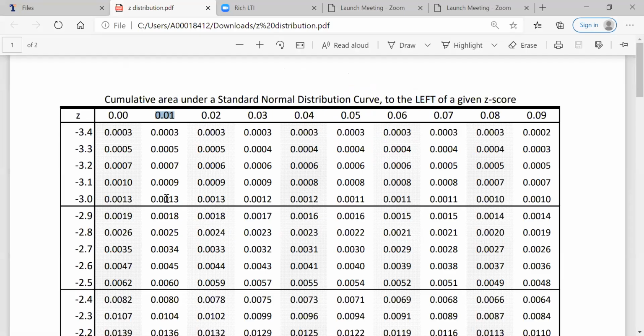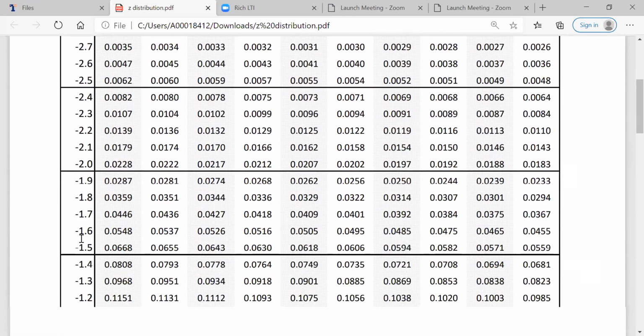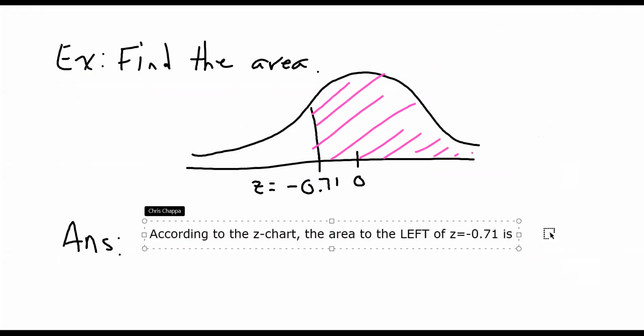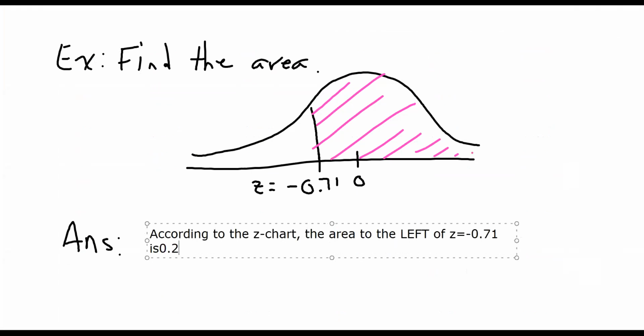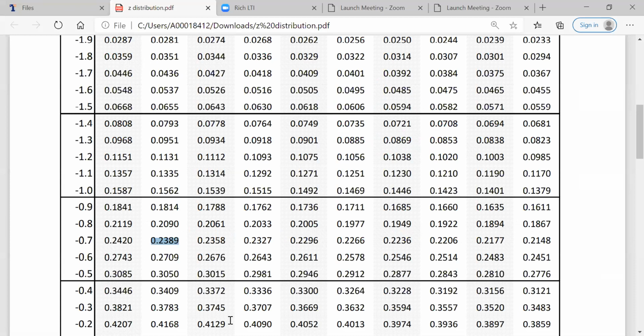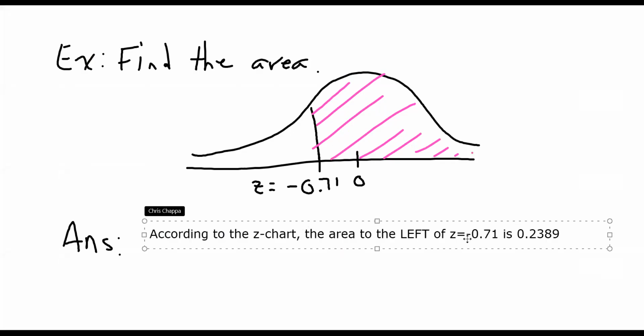The 1 is in the second column, so now we just have to find negative 0.7 in the left column. Negative 0.7 is here, and 1 is in the second column. It looks like it's 0.2389. Let me widen the text box a little and make sure I wrote the number down correctly: 0.2389. Okay, but that's the left area.